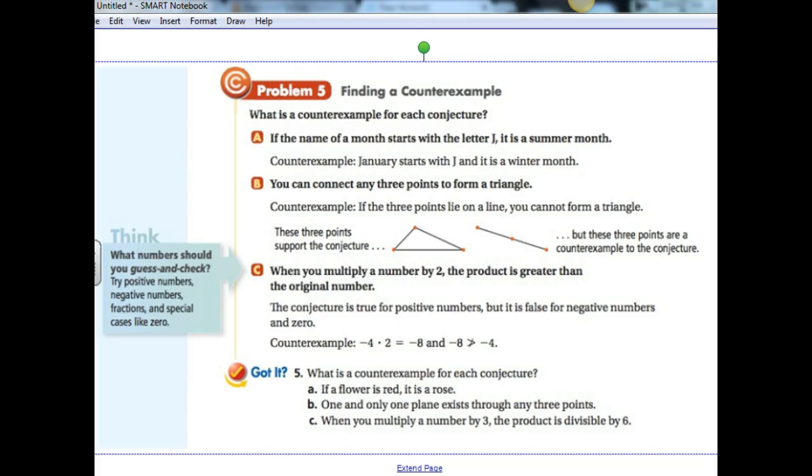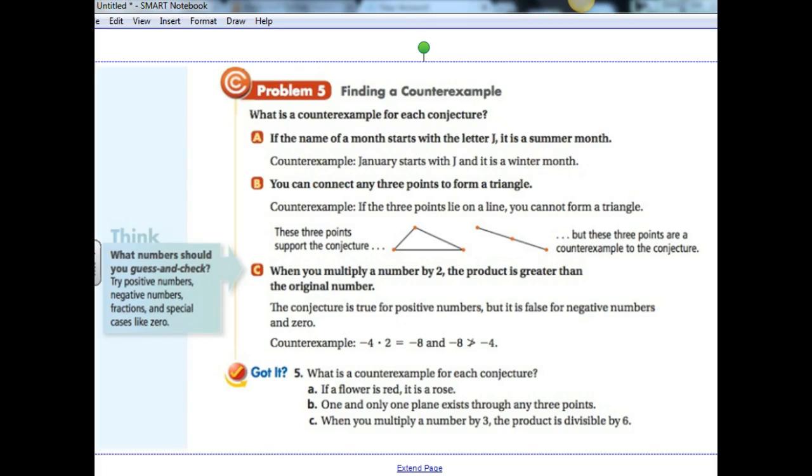For instance, A here. If the name of a month starts with the letter J, it is a summer month. All you have to think of is one example, which in this case the counterexample would be that January starts with J and it's a winter month. So all you have to do is come up with one example that would prove your conjecture or your thought incorrect, and that's called a counterexample.